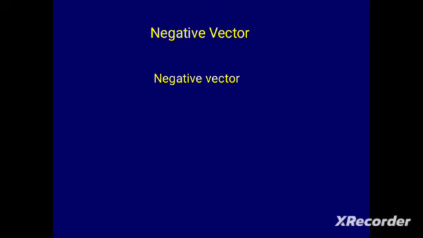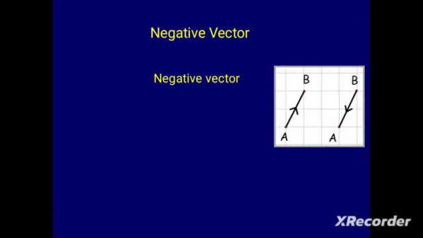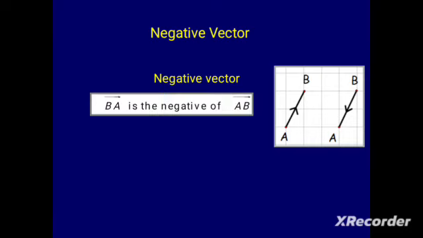So that is on addition of vectors. Now moving to negative vector. Here we have vector AB and again vector BA. The directions are not the same in this diagram, and it is intentional. So we have vector BA is the negative of vector AB. It is the reverse, or negative, of vector AB.